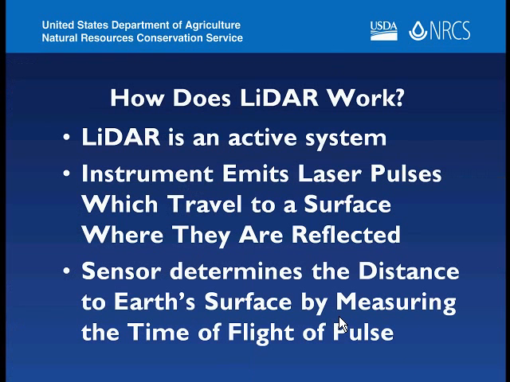How does LiDAR work? LiDAR is a very active system. It emits a laser pulse which travels to the surface of the earth at the speed of light, and when it's reflected, the time it takes to get back to the aircraft is measured, and that's what determines its accurate z-value. The sensor determines the distance by measuring the time of flight of the pulse, and LiDAR is very accurate. It can be anywhere from 5 to 15 centimeters vertical accuracy, plus or minus.